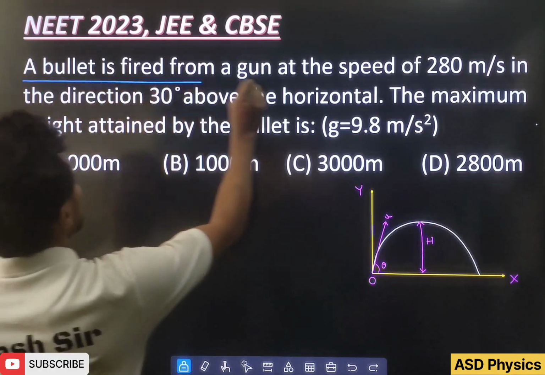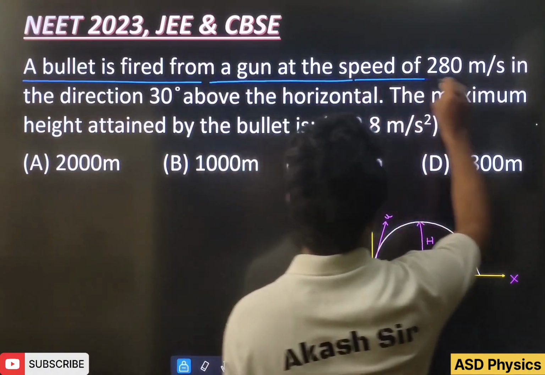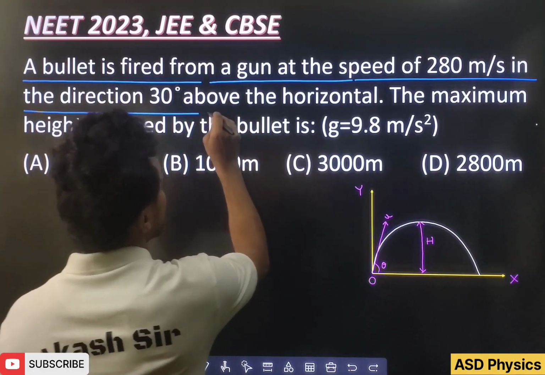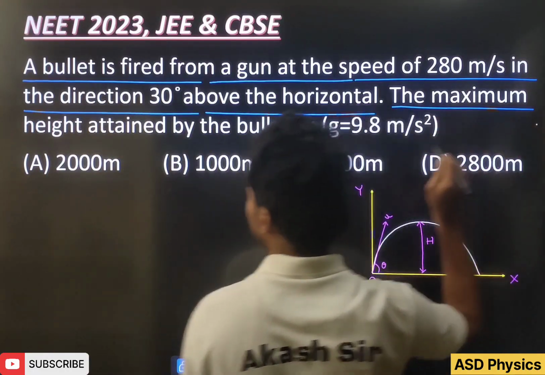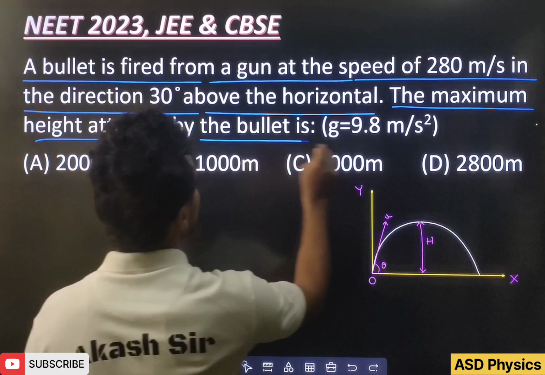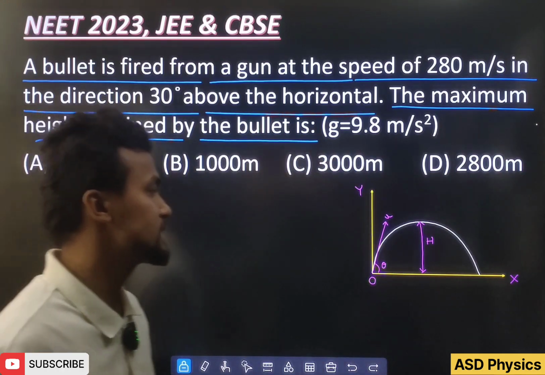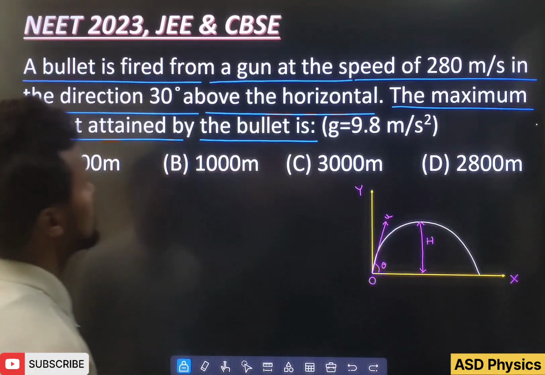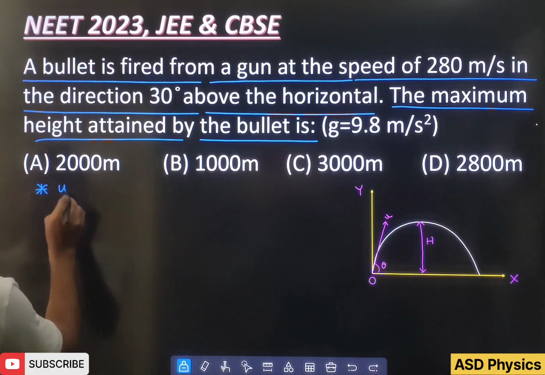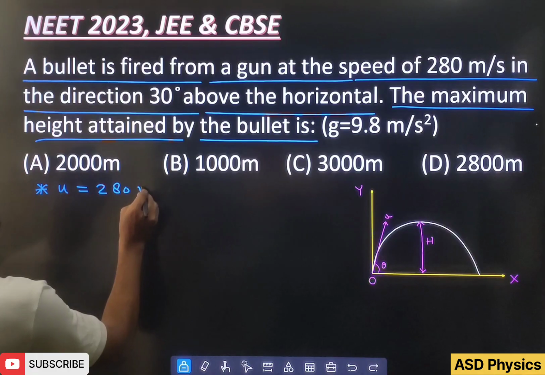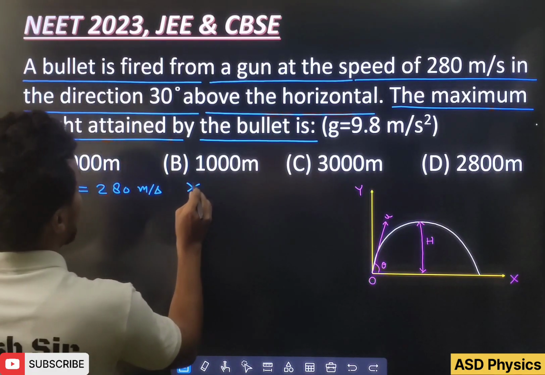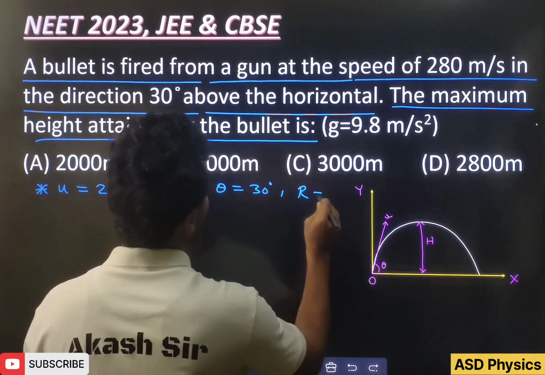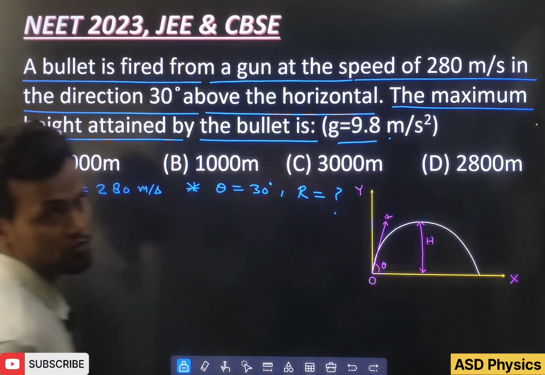A bullet is fired from a gun at the speed of 280 meter per second in the direction 30 degree above the horizontal. The maximum height attained by the bullet is how much here? Okay, so here also you can see very well from the ground to the topmost level is called the maximum height. The data given here: U is 280 meter per second, the angle is 30 degree, and the G value is also given.